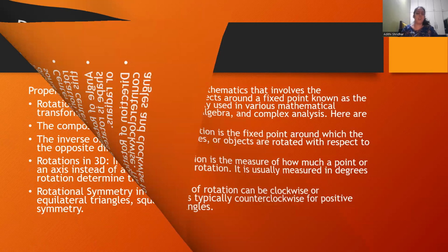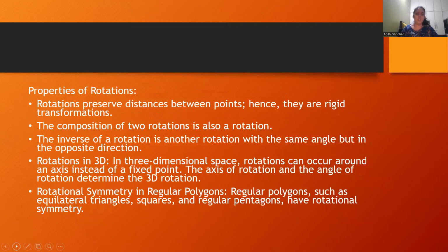Properties of rotations. Rotations preserve distances between points, hence they are rigid transformations. A composition of two rotations is also a rotation. The inverse of a rotation is another rotation with the same angle but in the opposite direction. Rotations in 3D. In three-dimensional space, rotations can occur around an axis instead of a fixed point. The axis of rotation and the angle of rotation determine the 3D rotation. Rotational symmetry in regular polygons. Regular polygons such as equilateral triangles, squares, and regular pentagons have rotational symmetry.